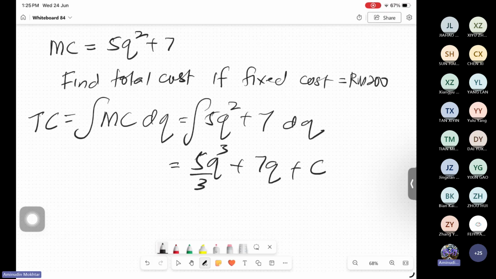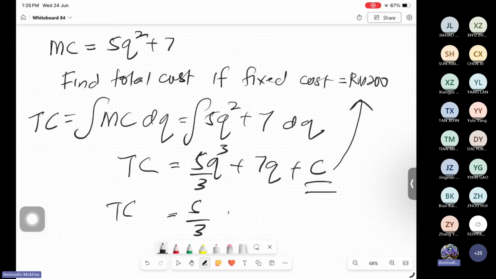So because this is a total cost function, C is a fixed cost. In the question, fixed cost is 200. So the correct answer is TC equal to 5 over 3Q to the power of 3 plus 7Q plus 200. Okay, that is the final answer.